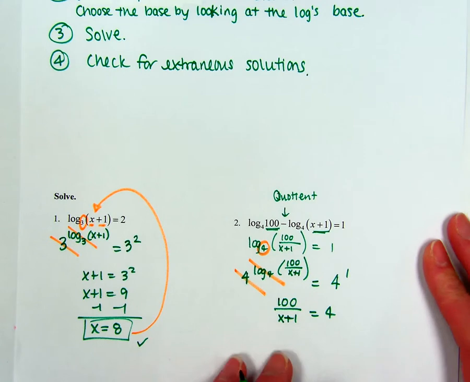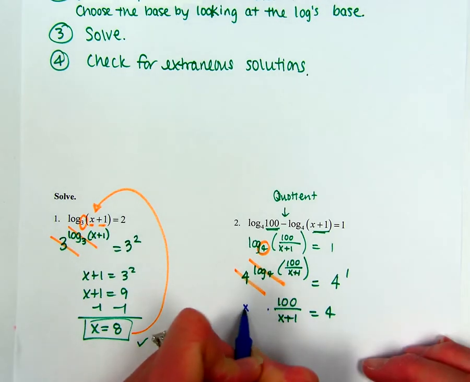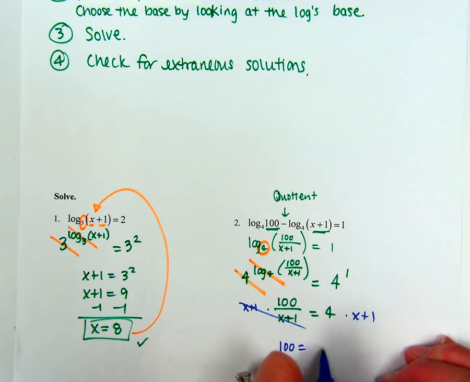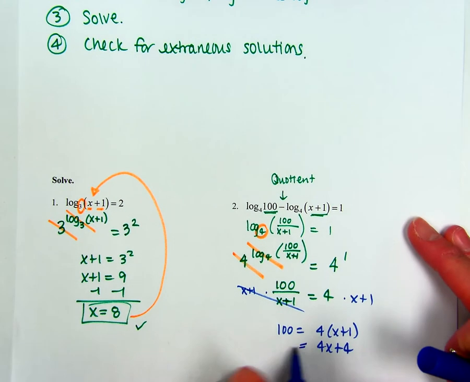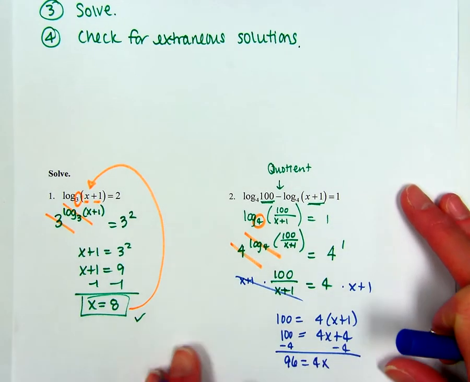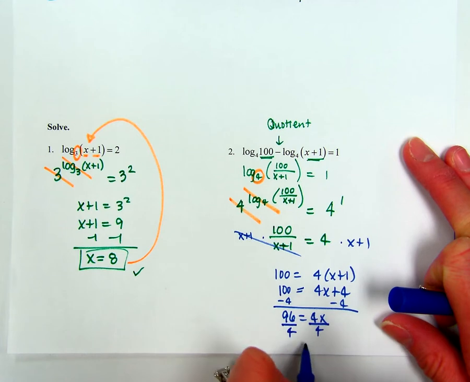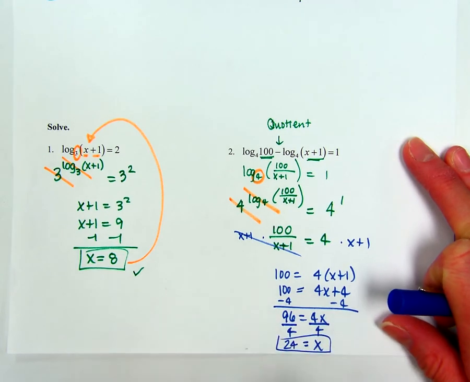So now you can solve. If I want to get rid of the x plus 1 on both sides, I multiply by x plus 1. I get 100 equals 4 times the quantity x plus 1, which is 4x plus 4. And then I subtract 4 on both sides, so that's 96 equals 4x. And then in my final step, I'm going to divide by 4. Okay, so my final answer is x equals 24.